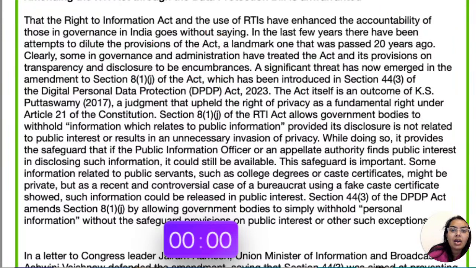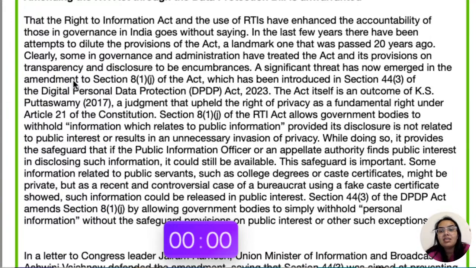encumbrances. Now, author is for sure, so he's saying clearly, यहाँ पे कुछ हुआ है. Clearly, some people have treated the act, और जो भी act के अंदर है, on transparency and disclosure to be encumbrance means like a burden, okay? Like a burden जैसे treat करा है. A significant threat has now emerged in the amendment to section 8(1)J of the act.